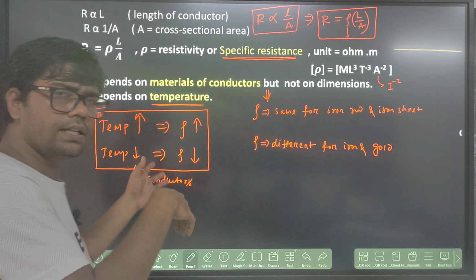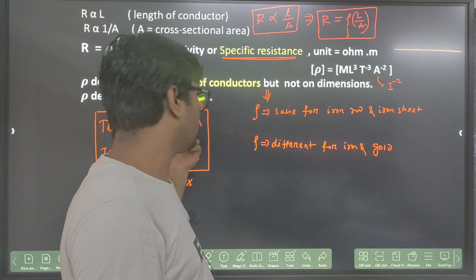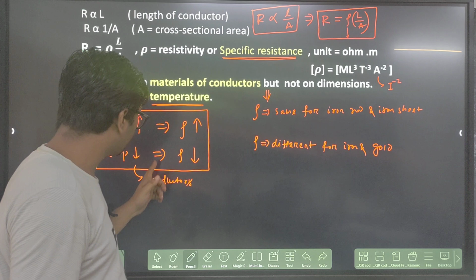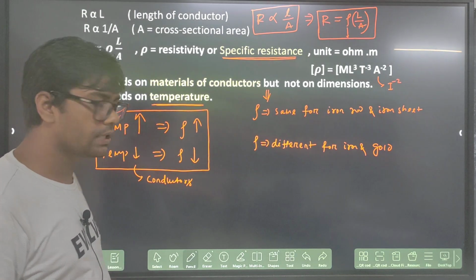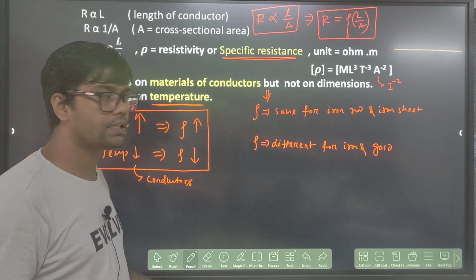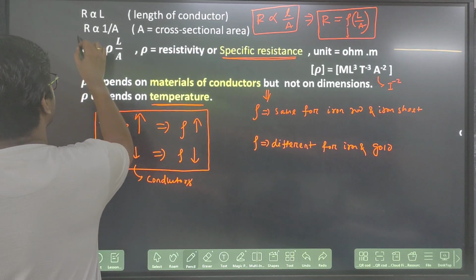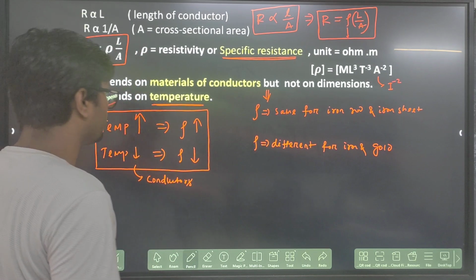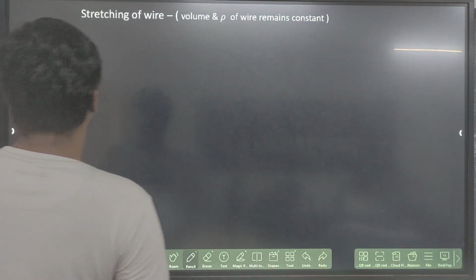But a semiconductor is a different thing. In a semiconductor we will see that this will be the opposite. You remember that for a conductor, when temperature increases, the resistivity increases, and when temperature decreases, the resistivity decreases, correct? And this relation is very important: R equal to rho L by A. Clear?